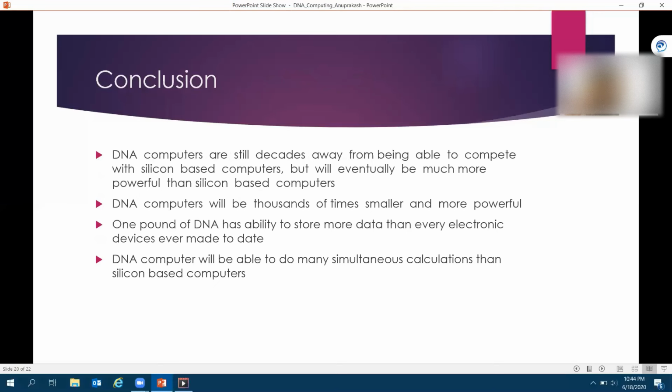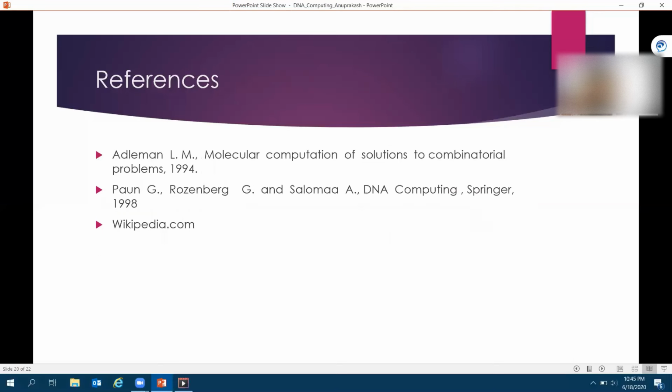So, coming to the conclusion, DNA computers are still decades away from being able to compete with silicon based computers, but will eventually be more powerful than silicon based computers. DNA computers will be thousands of times smaller and more powerful. 1 pound of DNA has the ability to store more data than all electronic devices ever made to date. DNA computers will be able to do many more simultaneous calculations than silicon based computers because of their parallel computation capability.